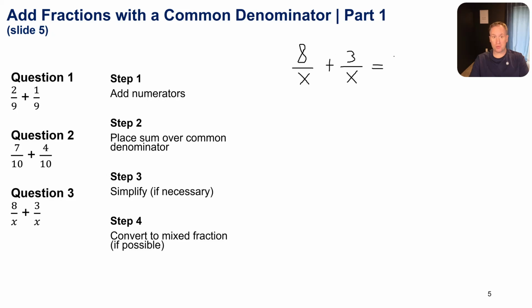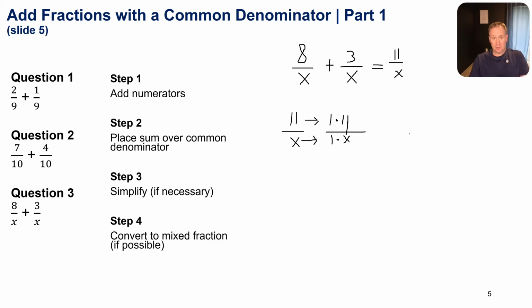We would add our two numerators, 8 plus 3 is 11, and then we would keep the same denominator. Step 2, place sum over common denominator, which is x. So now we have 11 over x. Can we simplify this? Well, if we're going to simplify, we need a common factor. The factors of this, again, would be 1 times 11. And for x, theoretically, this is just 1 times x in a sense.